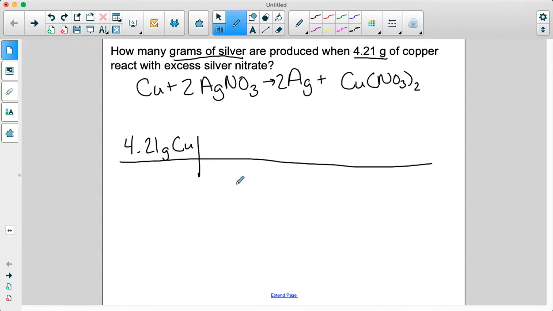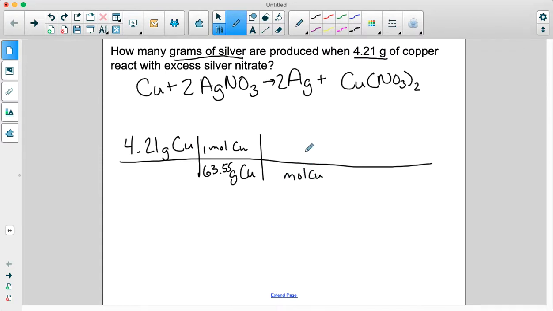Since I have grams of copper, I need to bring that unit down. Grams of copper. And the molar mass of copper, 63.55, would be out of 1 mole because I got that mass off the periodic table, which means our units are now moles of copper, so I need to bring that down.